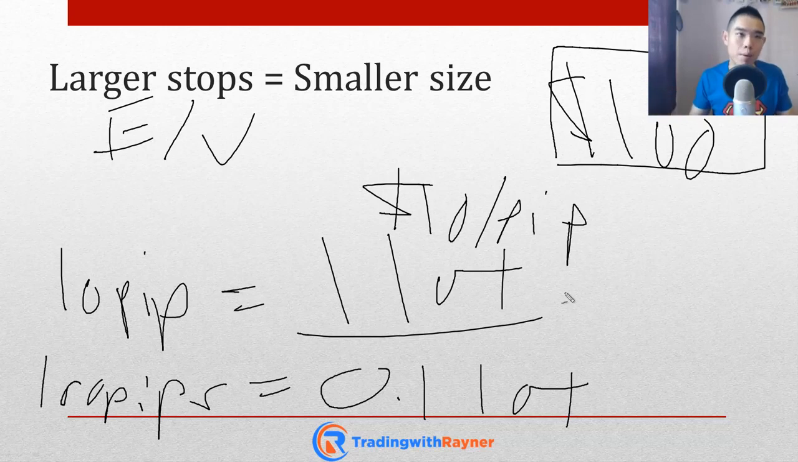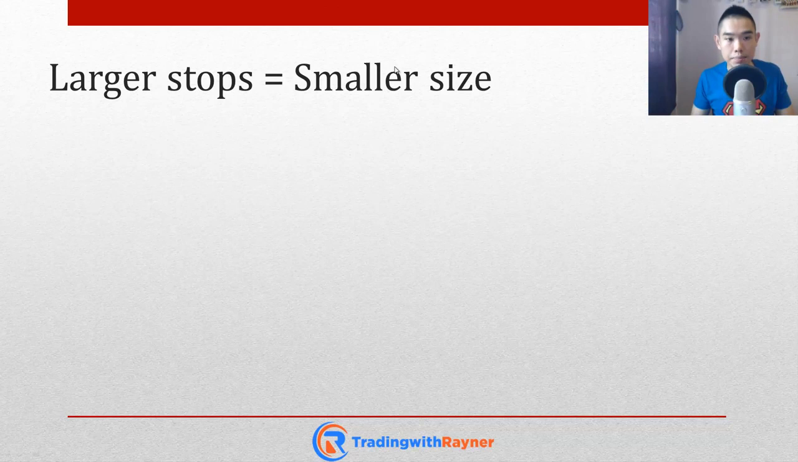So the general idea that I want to bring across to you is that the larger your stop loss, the smaller your position size should be. If you sense that, hey, my stop loss is large, but my position size is still the same, then this is a red flag, and you want to check and make sure that you didn't mess up anything with your calculations.